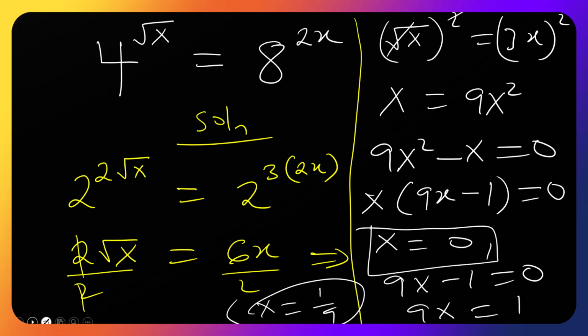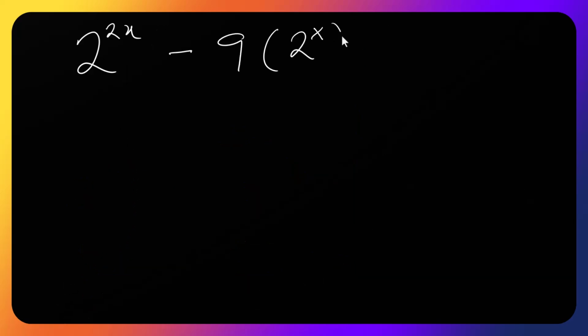Okay. Now let's look at the next example. Let's be very careful here. Pay attention, please. So this time we have 2 to the power of 2x, minus 9 times 2 to the power of x, plus 20 equal to 0. So this type of question requires substitution. We need to do substitution. Now, how do we do that?